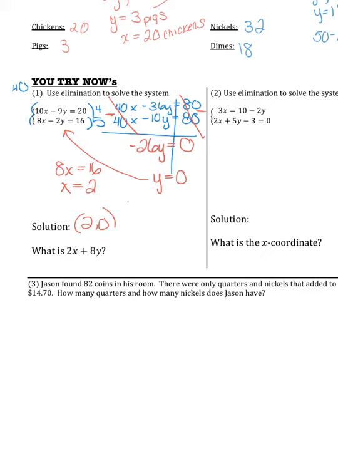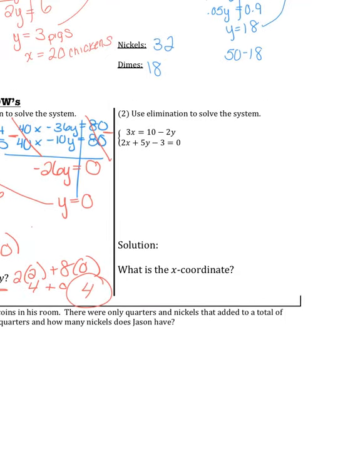Hopefully you saw what is 2x plus 8y then. So I'm just going to evaluate based off of my values for x and y. And 2 times 2 is 4. Now 8 times 0 is just 0. And so that evaluation's answer is 4.